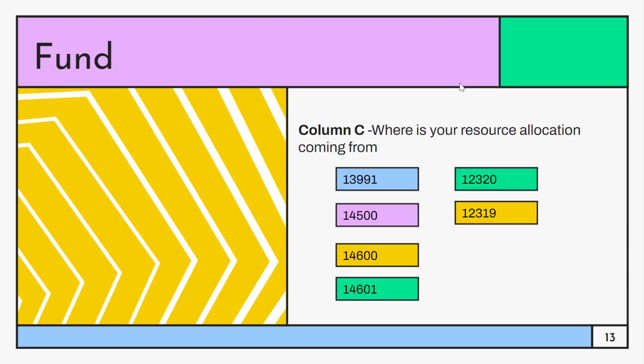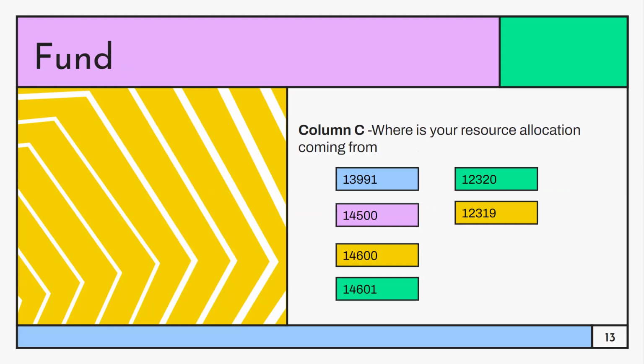The next column, column C, is going to be where your fund number is. And this is going to tell you where your resource allocation is coming from. In the old system, this was also known as the pot of money, color of money, and is really where a lot of your funding restrictions come from. So what you can and cannot buy on these particular COAs.